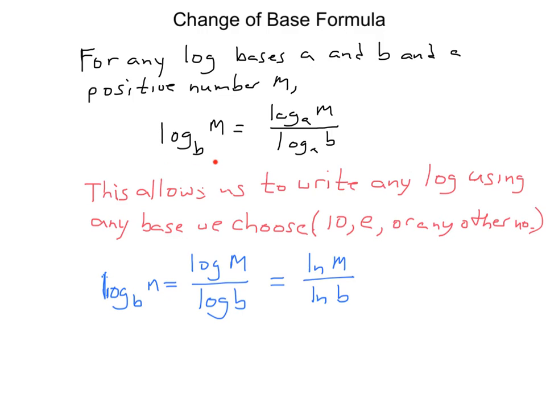But what we have here, for any log bases a and b, and a positive number m, the log base b of m is equal to log base a of m over log base a of b. This allows us to write any log using any base we want to choose. Now the common ones are going to be common log base 10, natural log base e, but we can use whatever base we choose. So if you wanted to use base square root of 5, you could do it.